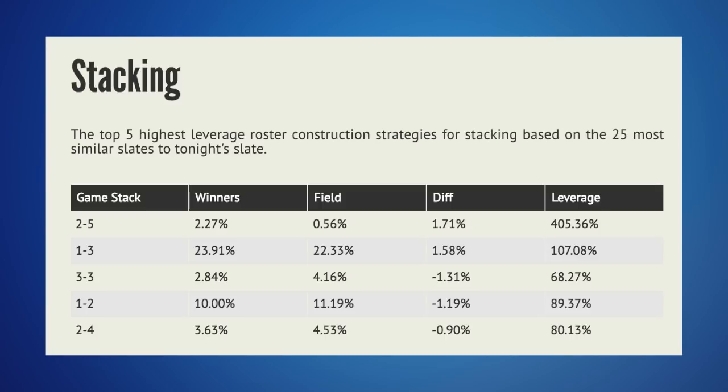So you can see here is a 2-5 game stack. So it means you have 2 players on one side, 5 on the other, and so on as you look further and further down. There's 1-3, 3-3, 1-2, and 2-4, and these are the different exposures that you're seeing for the winners, for the field, what the difference is, and then what the leverage is. In other words, what is the winner percentage divided by the field percentage, and where they may have differentiated themselves. In this particular one, you can see that the winners in the similar slates versus the field much more often had 2 players on one team, 5 on the other. So they had 7 players all within one game stack. And it makes sense because these numbers that we're looking at are only for a 2-game slate.